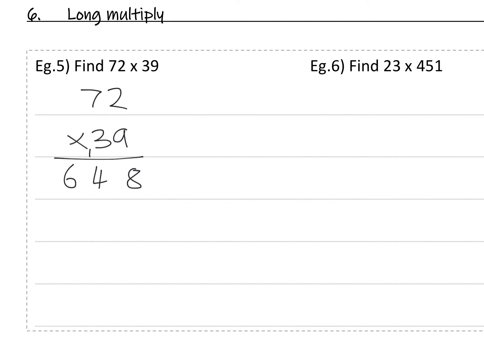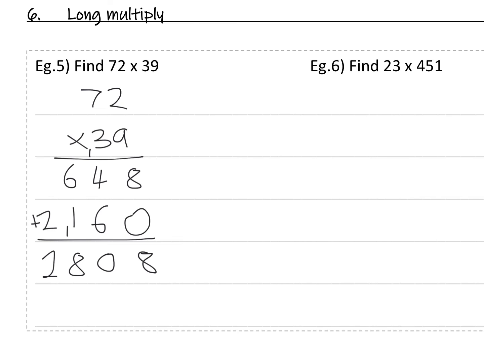So because we're multiplying by 30, we put down the 0, and then we just think of it as multiplying by 3. 3 times 2 is 6, and 3 times 7 is 21. We then add these two results. 8 plus 0 is 8, 4 plus 6 is 10, carry over 1, 6 plus 1 is 7 plus 1 is 8, and 2 at the front, 2,808.